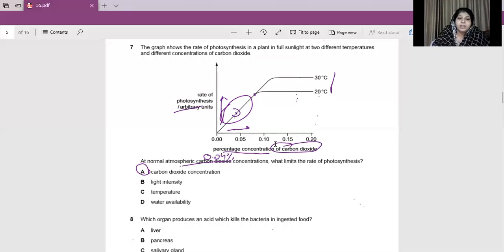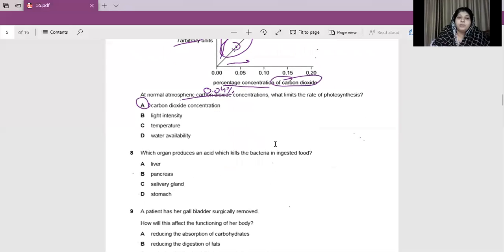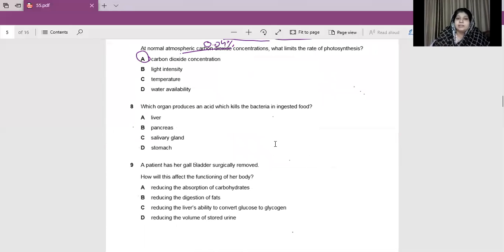Number 8 is quite easy. Which organ produced an acid which kills the bacteria in ingested food? That is stomach. Stomach produces HCl. Okay? Liver is not producing, pancreas is not producing, salivary gland is not producing any acid.